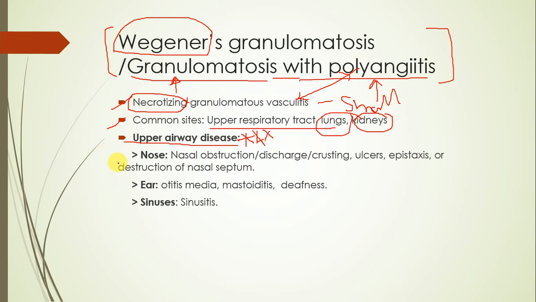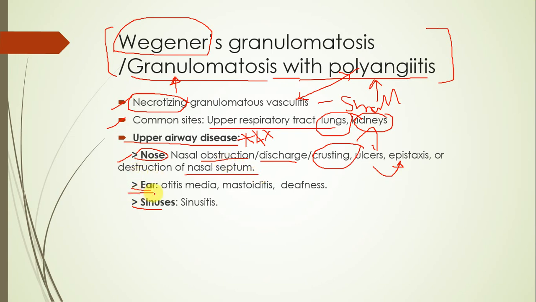And there may be involvement of the nose, ear, and sinuses. The nose involvement typically leads to some inflammation in the nose. So inflammation might lead to obstruction or discharge and sometimes formation of crust, which ultimately can lead to ulcers and epistaxis. And if the inflammation is prolonged and the ulcer is extensive, then there will be destruction of the nasal septum, which will lead to a deformity known as saddle nose.